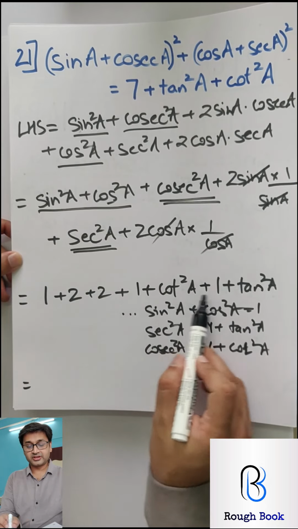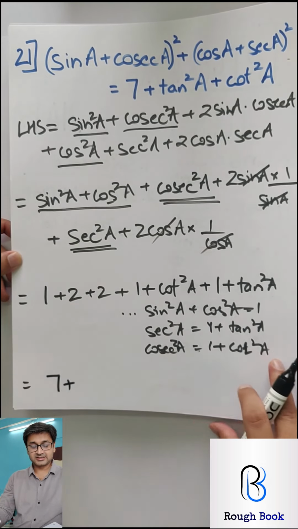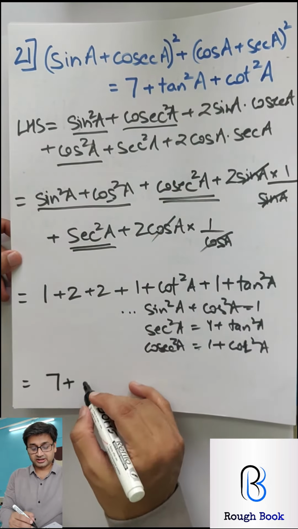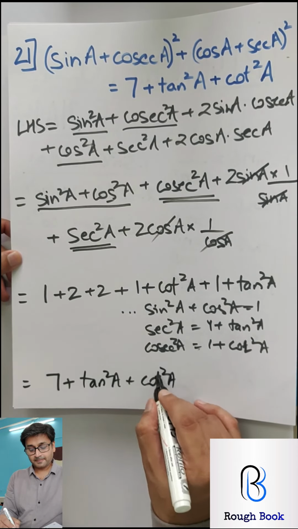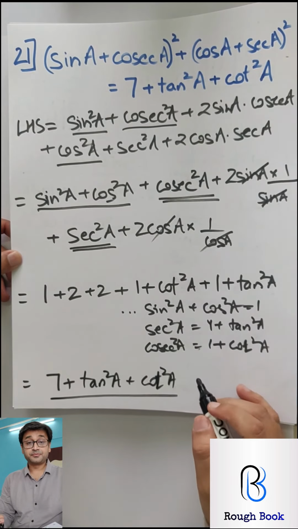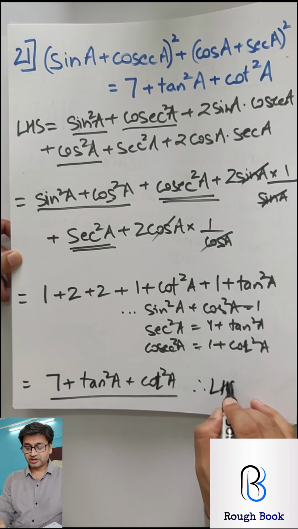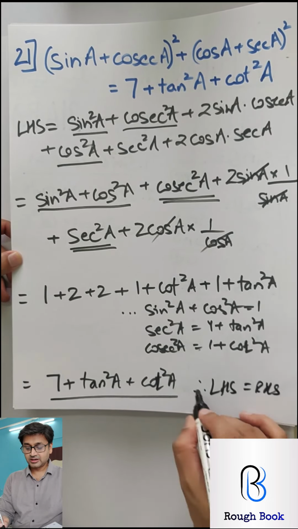Sorry, 2, 4, 5, 6 and 1, 7. Plus tan, I'm writing first because that's what I want, and then cot. Did the magic happen? Yes. So therefore LHS equals RHS.